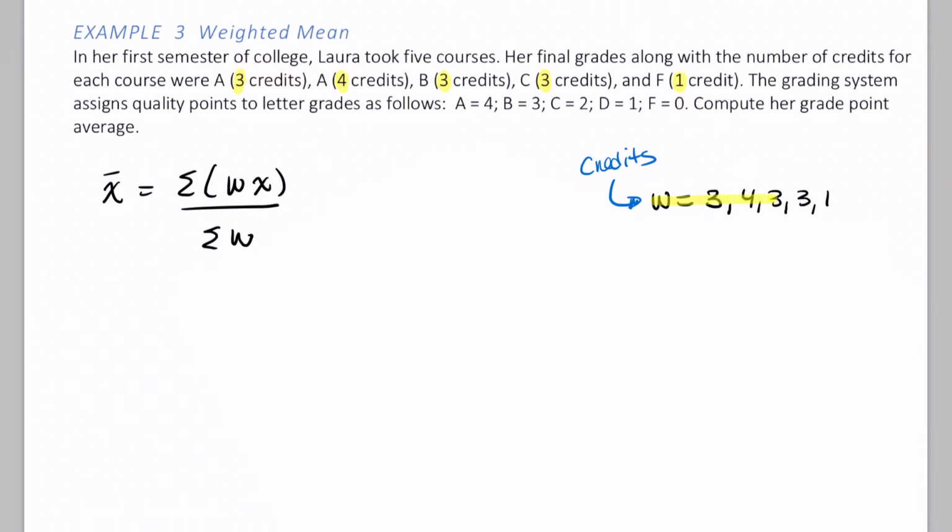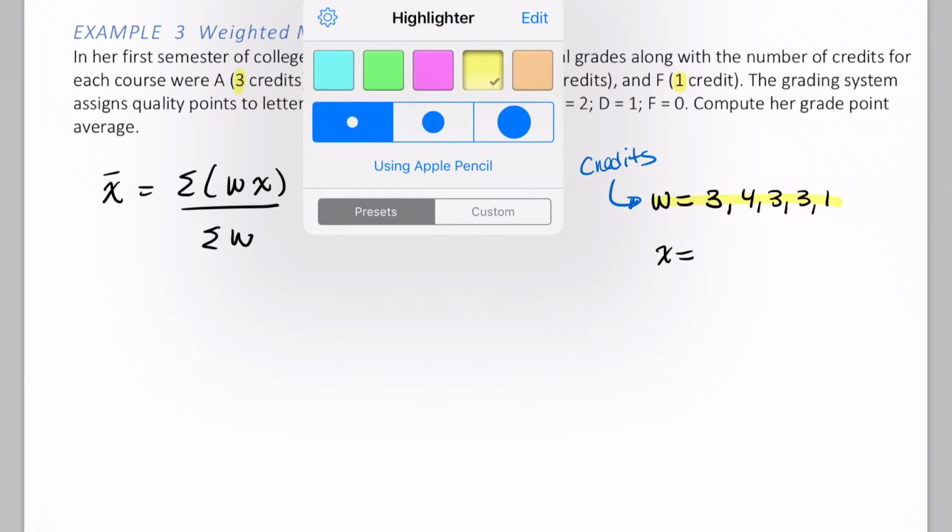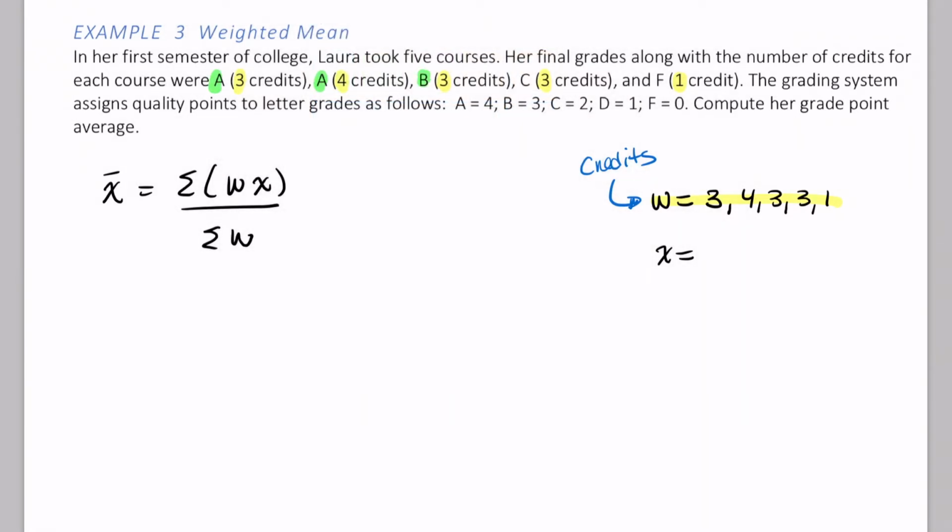Now what about the quality points, or the x? Well, that's the numerical value assigned to each letter grade. So our x's are for her letter grades: an A, an A, a B, a C, and an F. So a 4, a 4, a 3, a 2, and a 0. And these individual data values correspond with our quality points. That is the numerical value assigned to each grade.